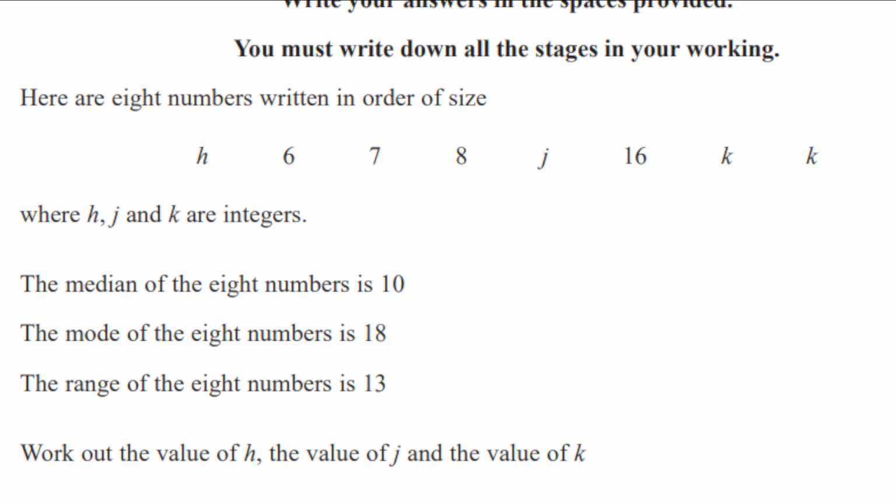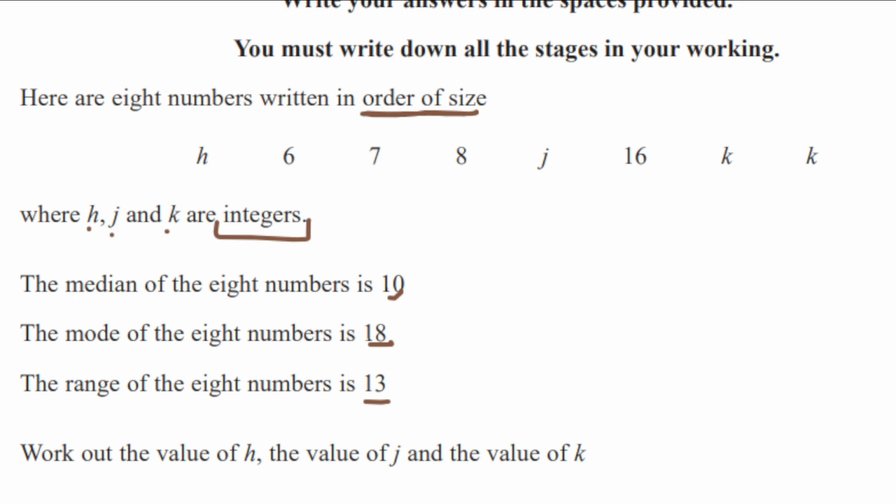Here are 8 numbers written in order of size. This is important. H, J, and K are integers, so it can't be decimals, it can't be fractions, it's just whole numbers. That's good. The median is 10, the mode is 18, the range is 13. Try not to start with the median.